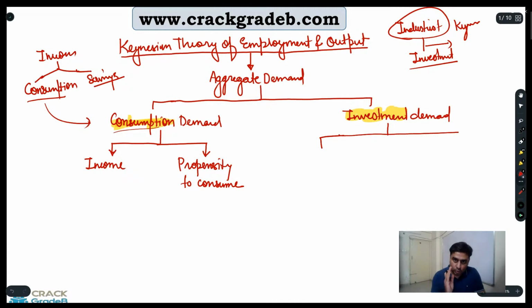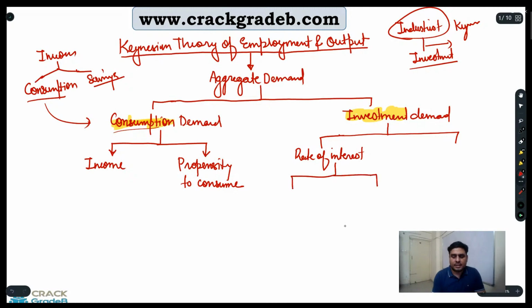Okay, so this point you must be clear about in your mind when we discuss the Keynesian model of employment and output. Now, investment demand, two things are going to be very important here. First is the rate of interest. What is the rate of interest?